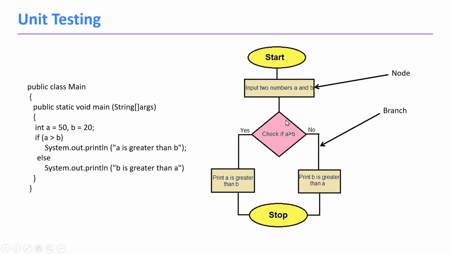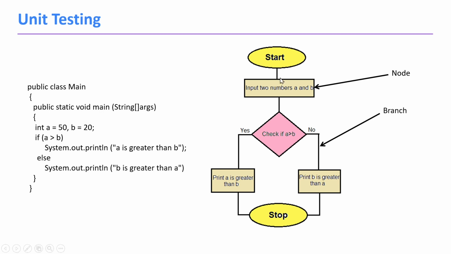So in this flow chart, we have taken one condition, A is greater than B. Like this, there are n number of conditions we use in the program. Checking all those conditions is called condition coverage. And the last one is path coverage. Path means verifying the flow of execution of the program.